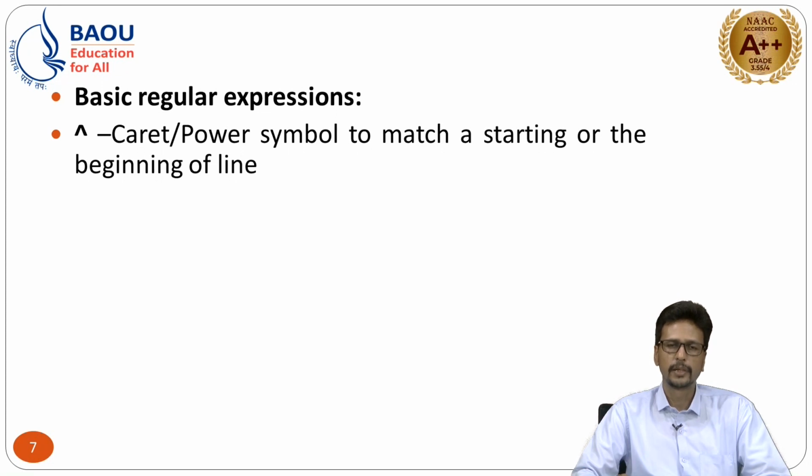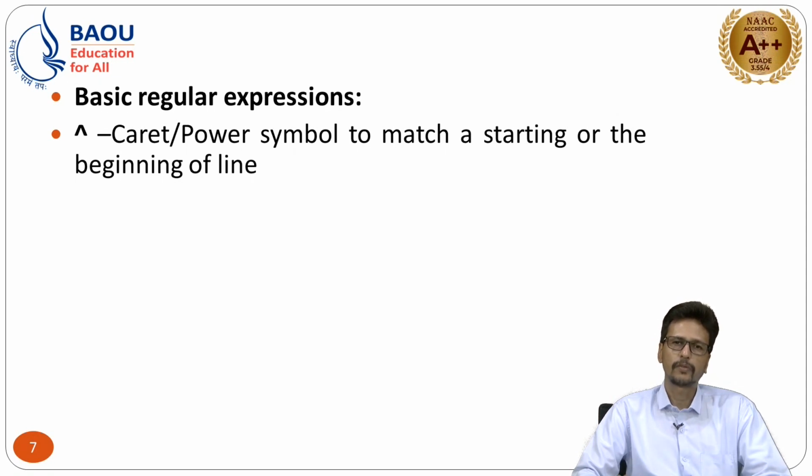First is the caret sign, or power symbol. Suppose you want to search in a specific text file for a particular string or line that starts with a specific character. In that case, you have to put the pattern like caret and then the specific character. Say for example, one of the lines in my file is "hello dear students." So that line starts with hello, H.